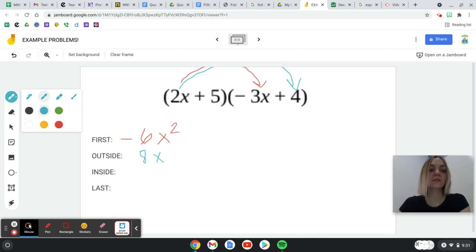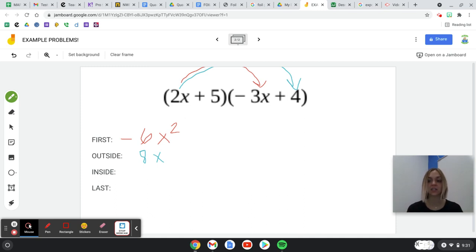Now I'm thinking about my two inside pieces. These are the two terms that are like touching each other, if it weren't for the parentheses, which is 5 and negative 3x. So I'm going to draw an arrow from 5 to negative 3x. I know 5 times negative 3 is negative 15, and then I've got that x there, so I'm going to have negative 15x.